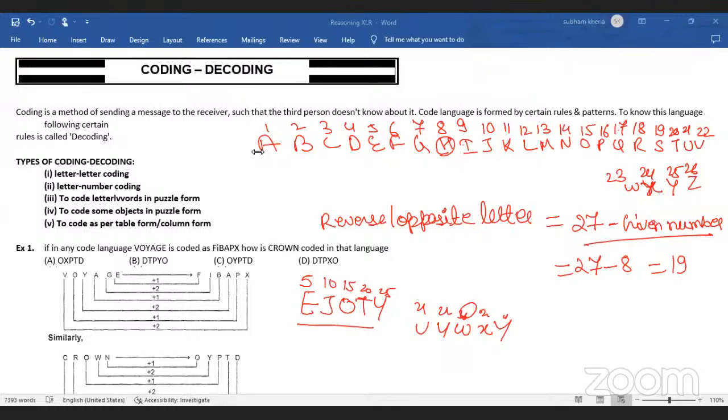Yes, guys. So what I was saying is, if you remember this HOT, now if I ask you the code of M, what you'll do? You'll directly know that M falls between J and O. So I'll write 11, 12, 13, 14, and 15. So what comes after J? K, L, M, N, and O. So M is 13.